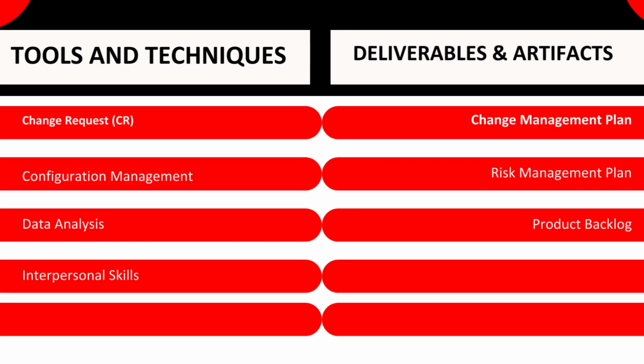Product backlog. The product backlog is a prioritized list of all the work that needs to be done to complete the project. The product backlog is updated as changes are made to the project.